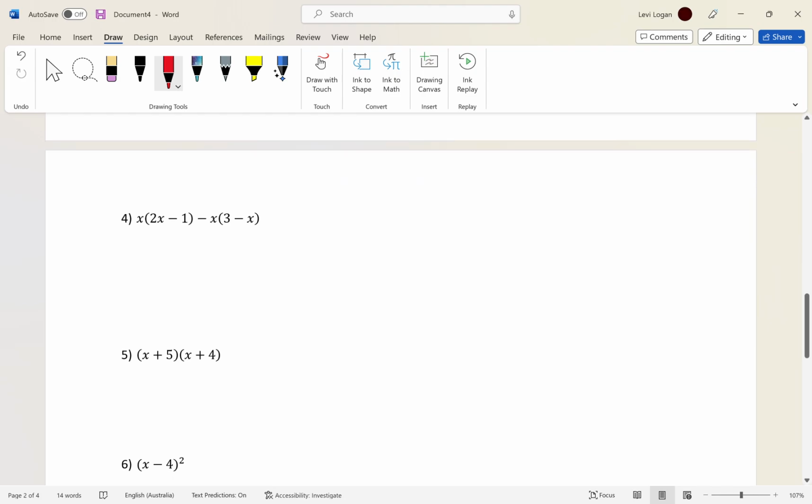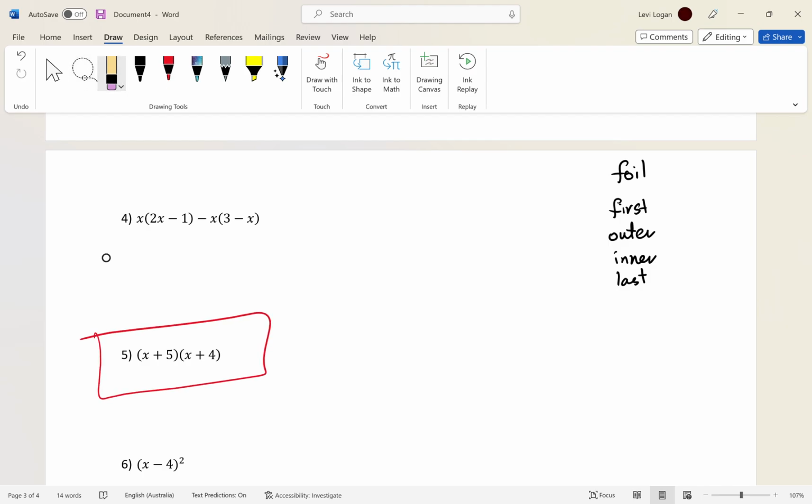Alright, this one's a bit harder. Question 4 onwards gets a bit more algebraic, and we're going to introduce the idea of the FOIL method. FOIL stands for first, outer, inner, last. That won't be seen in question 4, but it will be seen when you come down to question 5. Let's have a go at question number 4. If you want to have a go, feel free to pause the video. Question 4 is exactly the same as the previous ones, except it has 2 of these, alright?